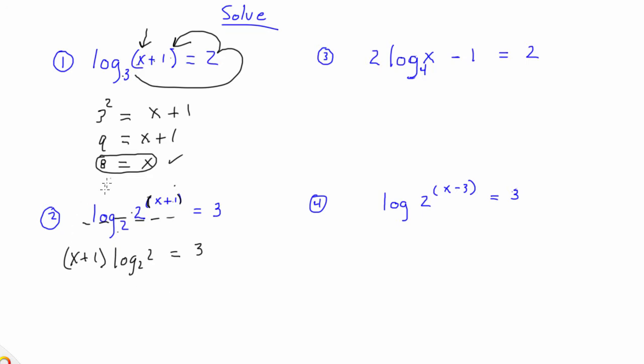All right, we can, if we want, go ahead and distribute this to the x and to the 1. So we're going to get x log base 2 of 2 plus 1 times log base 2 of 2, which is just log base 2 of 2, is equal to 3.